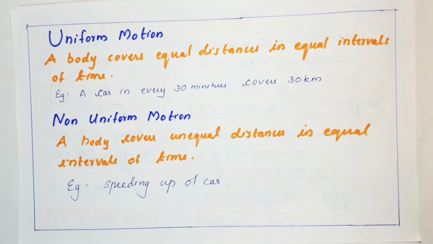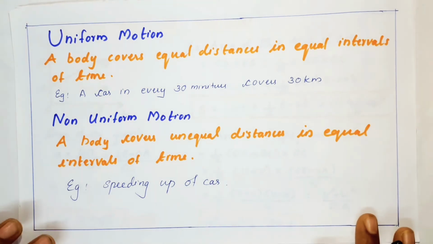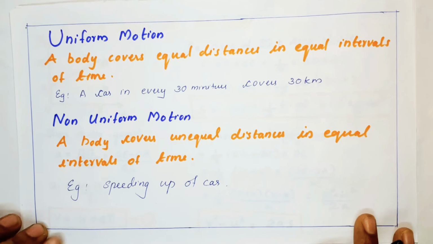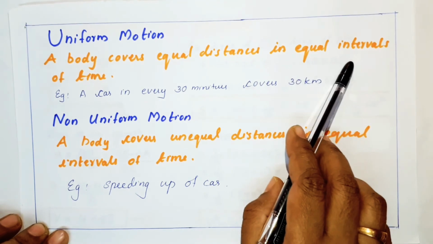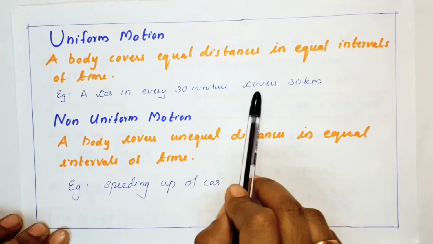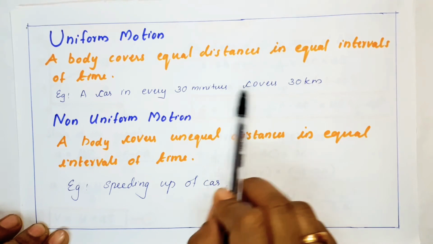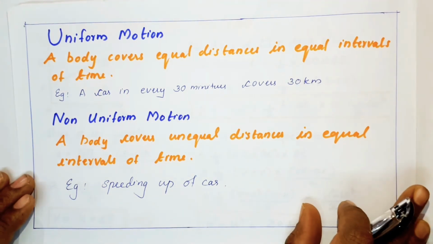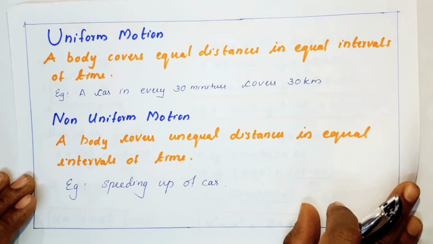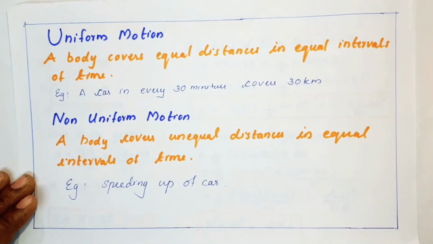First, what is a uniform motion? A body is said to move under uniform motion when it covers equal distances in equal intervals of time. For example, a car is moving 30 km in every 30 minutes. So that's an example. Non-uniform means the body covers unequal distances in equal intervals of time, like the speeding up of a car.